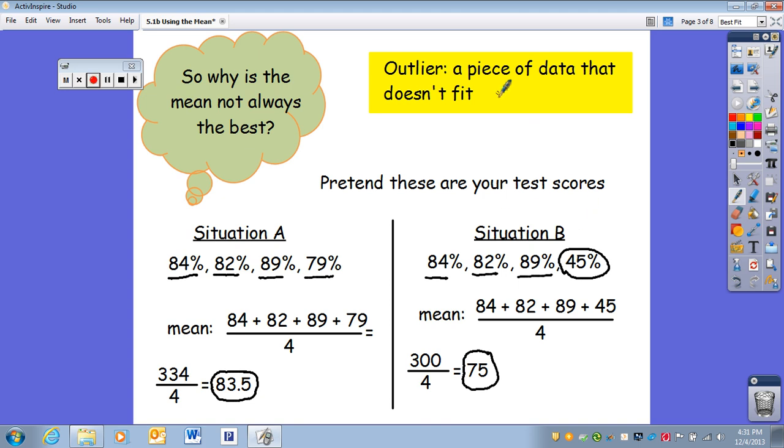The 45 is called an outlier. It's a piece of data that doesn't quite fit the situation. And what happens with an outlier is it affects the mean. You can see that with your 84, 82, and 89, which were all B's on your tests, is that when you have one outlier, which is one poor score, that brings your grade down to a 75%, or a C. So, the mean isn't always the best situation for your data, but it's generally one that we use.